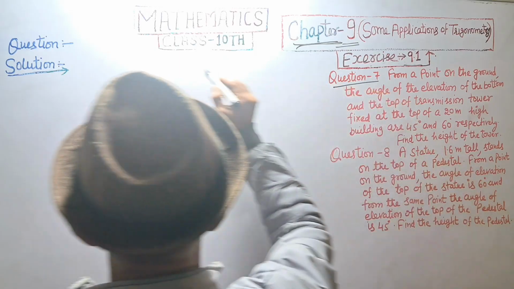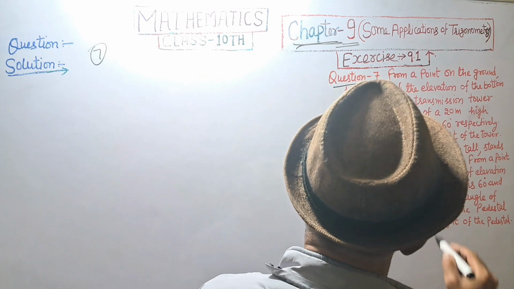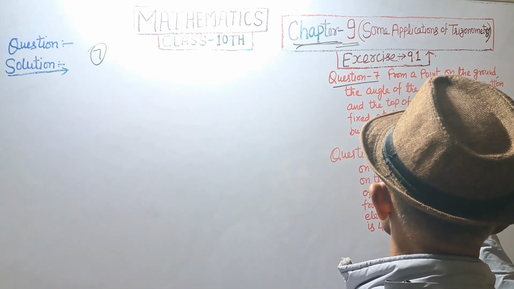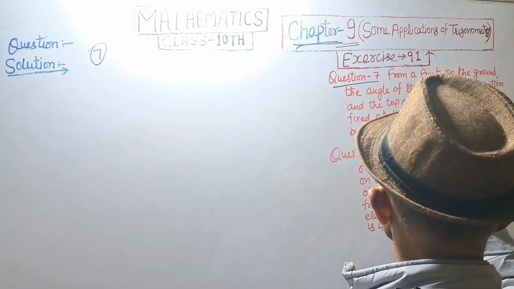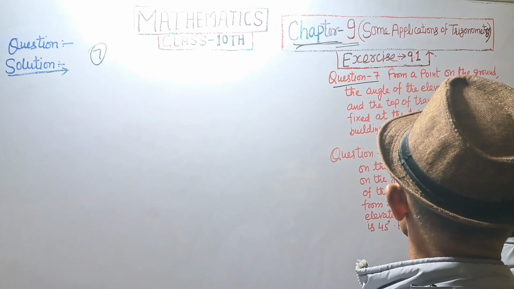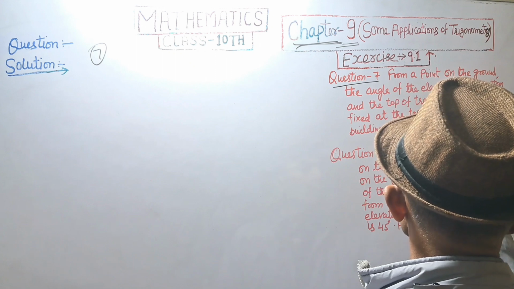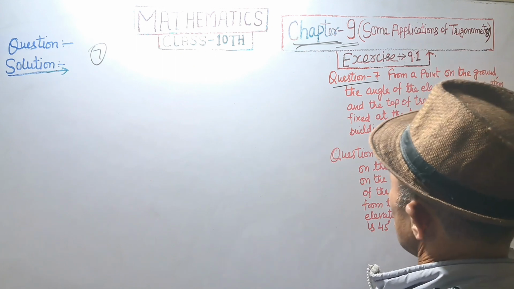Question number 7. From a point on the ground, the angle of elevation of the bottom and the top of the transmission tower fixed at the top of a 20-meter high building are 45 degrees and 60 degrees respectively. Find the height of the tower.